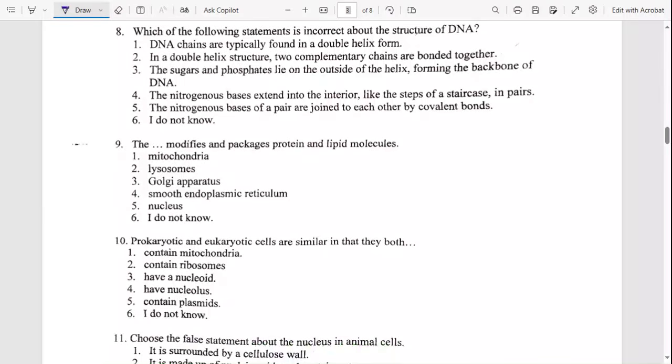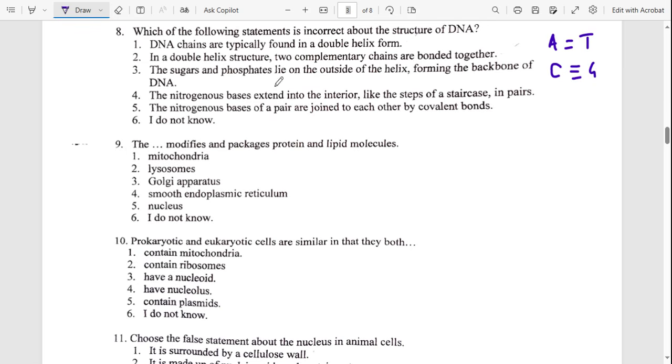Number 8 is saying, which of the following statements is incorrect about the structure of DNA? DNA chains are typically found in a double helix form. That is correct. In a double helix form, two complementary chains are bonded together. This is also true. They are bonded by hydrogen bonds, the complementary strands. Complementary means that if you have adenine, it's going to pair with thymine. If you have cytosine, it will pair with guanine. That's the meaning of complementary.